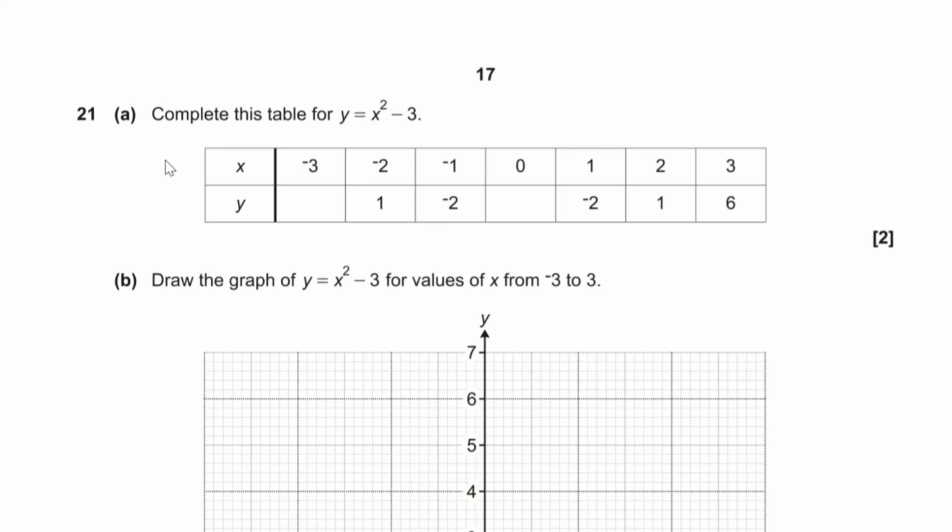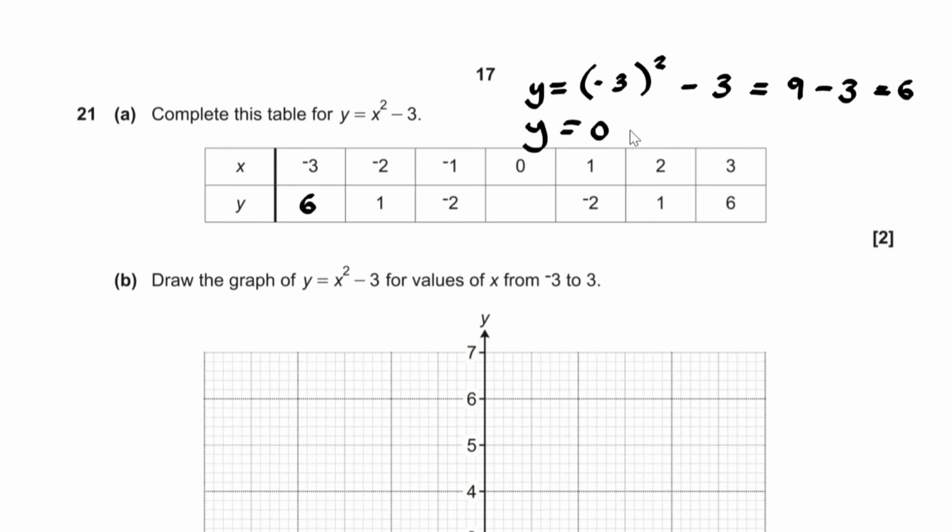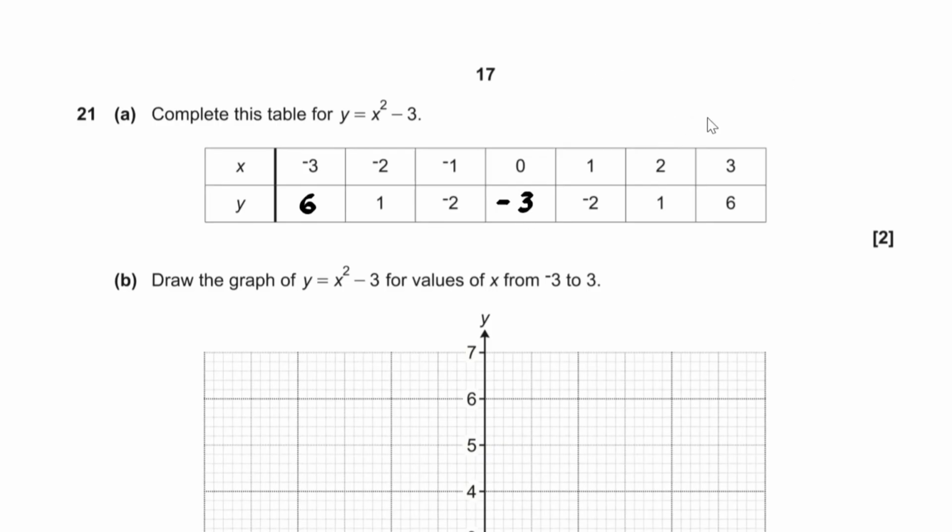Question number 21. For part A, we have to complete this table for y equals x squared subtract 3. Well, I've got y equals negative 3 squared subtract 3. 9 subtract 3 is 6. Then when x is 0, y will equal 0 subtract 3, which is negative 3. So here is our completed table.